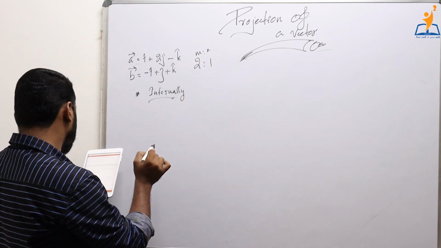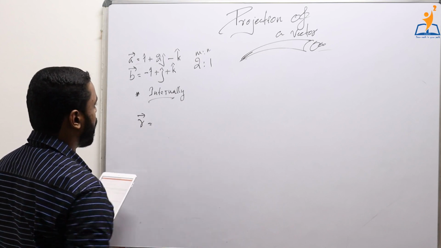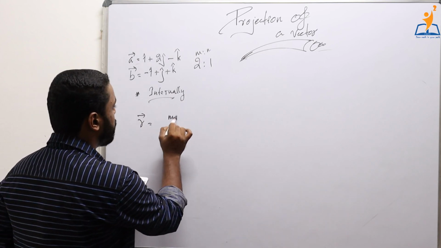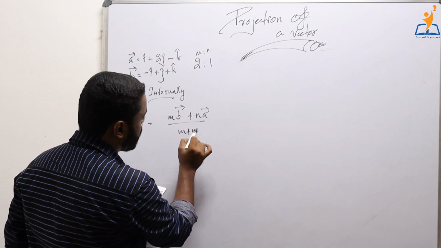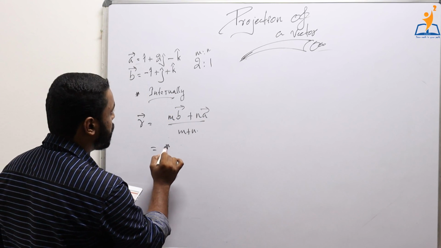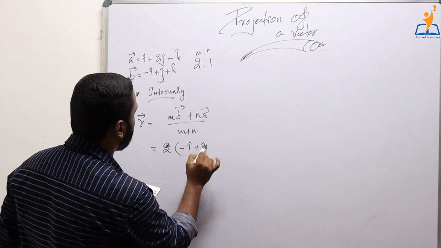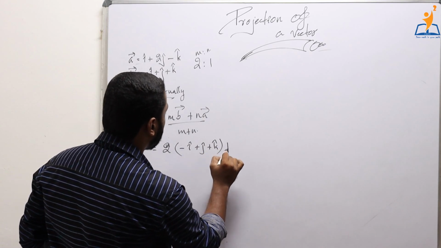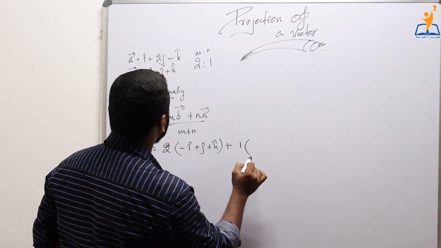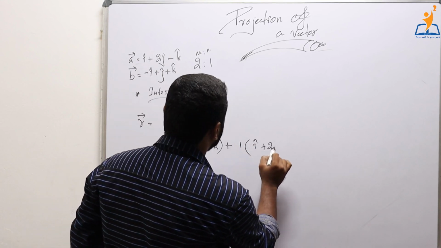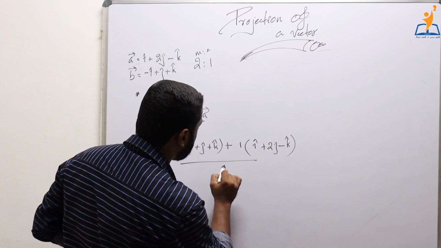So we know that the position vector of the point R is nothing but r bar is equal to (m b + n a) divided by (m + n) when the division is internal. So it is equal to, m is equal to 2, 2 into (-i cap + j cap + k cap) plus n into, that is 1 into (i cap + 2 j cap - k cap), divided by m plus n, which is nothing but 3.